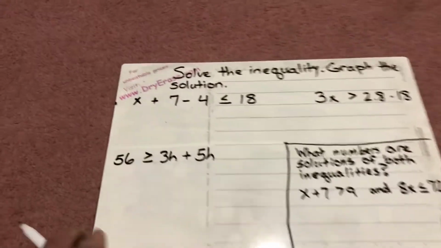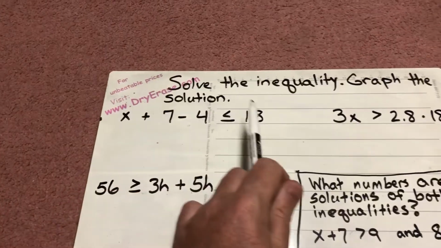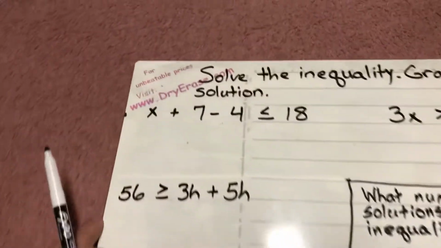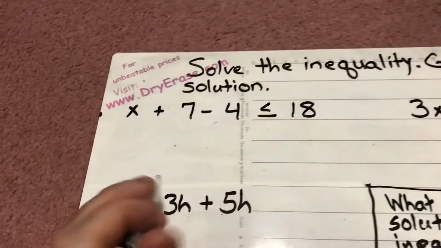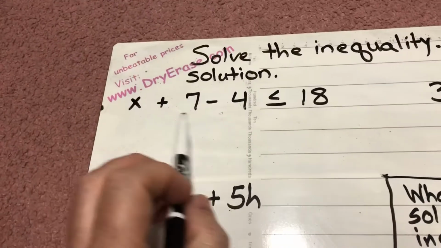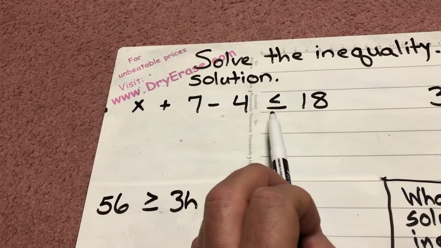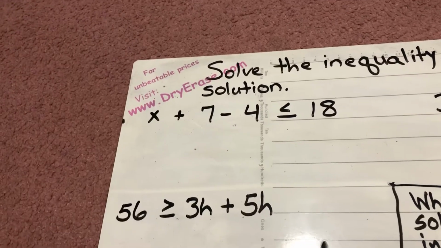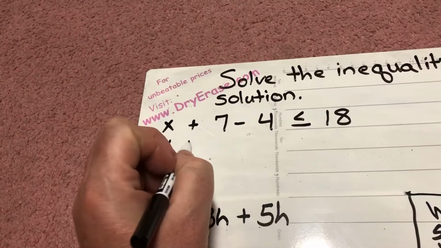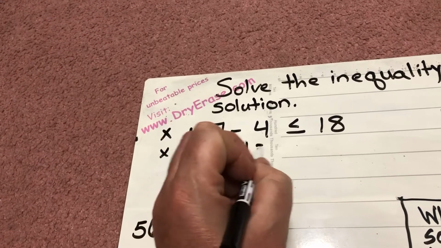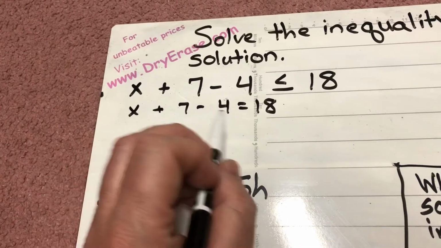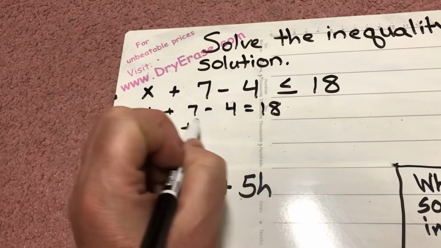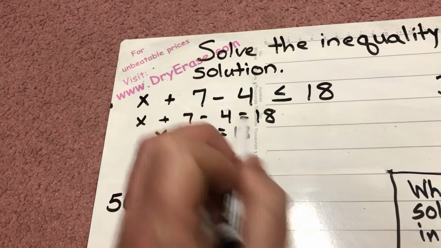All right, well, let's move right along because like we said, we had 3 parts today. The second part says solve the inequality, graph the solution. All right, so solving the inequality, graph the solution. Well, first of all, we got x plus 7 minus 4 is less than or equal to 18. Now, we know that we're going to think about this as x plus 7 minus 4 equals 18. Then I'm going to combine like terms. I know that 7 minus 4 is 3, so x plus 3 is going to equal 18.